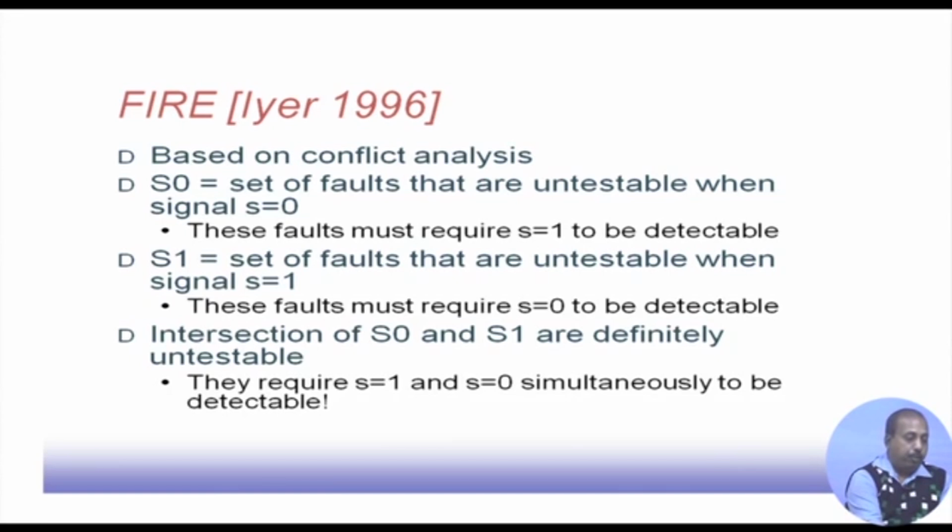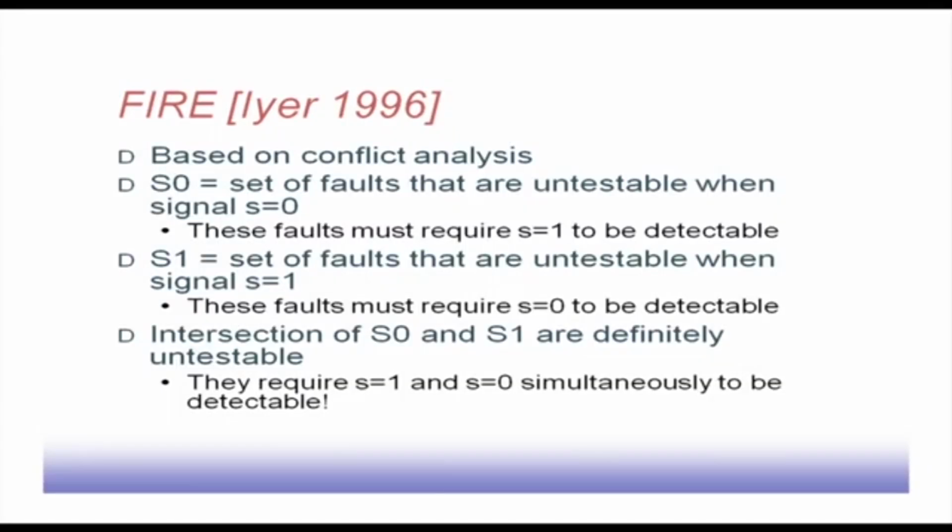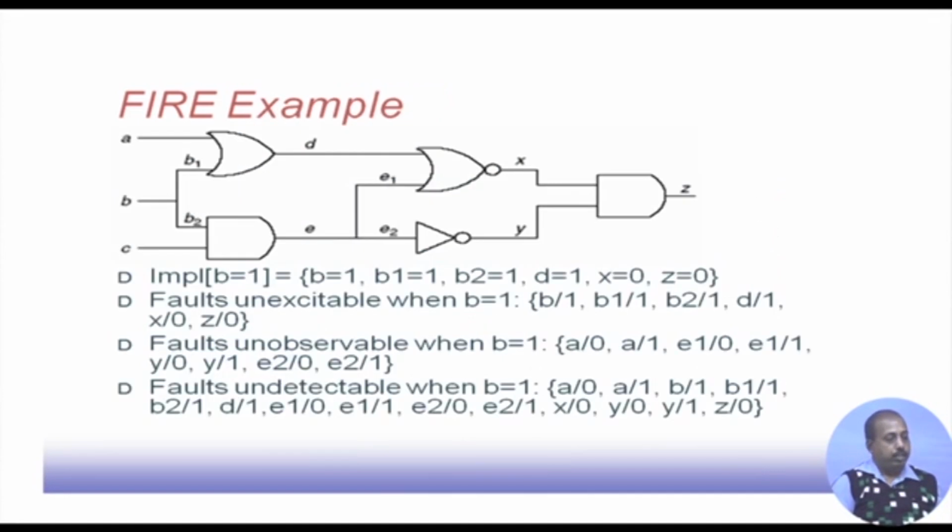The faults which become untestable with S equal to 0 may be testable with S equal to 1, and vice versa. The set of faults which are untestable under S equal to 1 may be testable under S equal to 0. So, if there is some fault which is common in both the sets, that means it is neither testable with S equal to 0 nor testable with S equal to 1. These faults require S equal to 1 and S equal to 0 simultaneously, so they become untestable faults. This is the basic logic by which we compute the set of untestable faults.